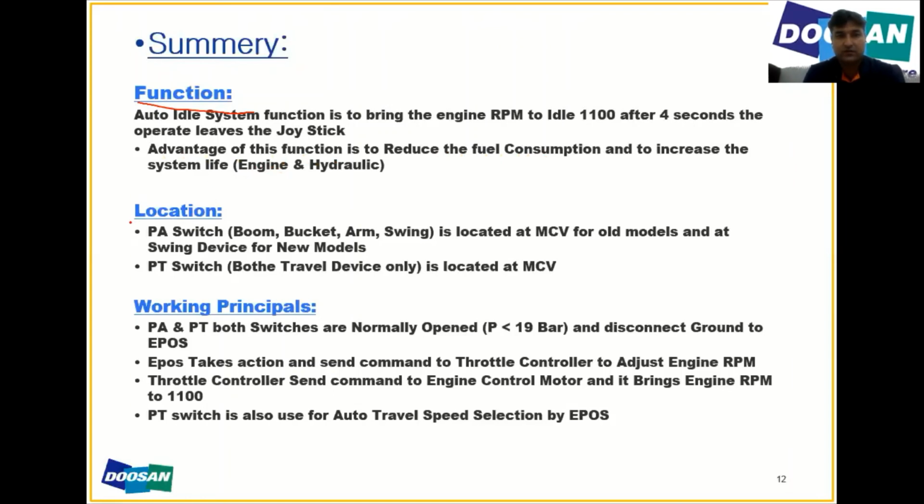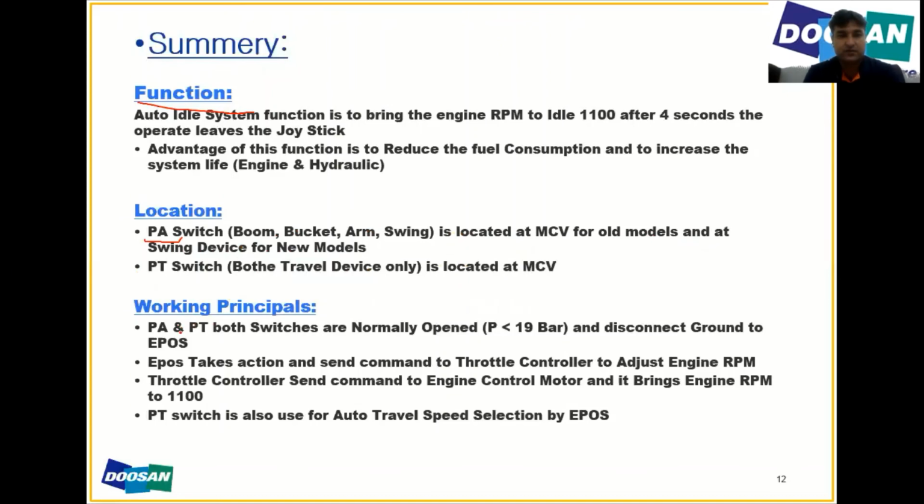Location of the components: the PS switch is used for boom, bucket, arm, swing, and option, and is located at the MCV for old models and at the swing device for the new models. The PT switch is used for both travels and is located at the MCV for both old and new models.